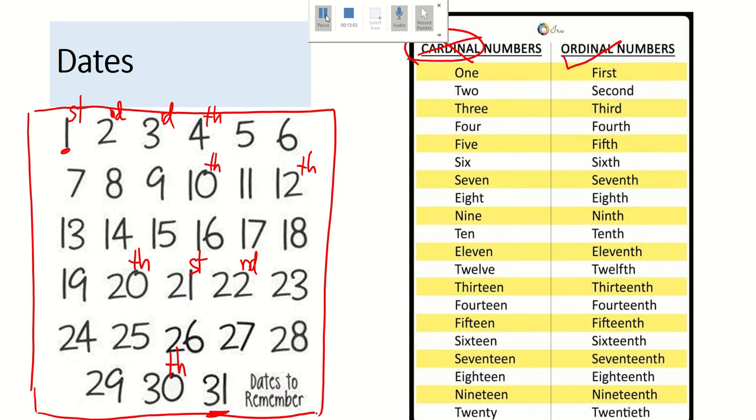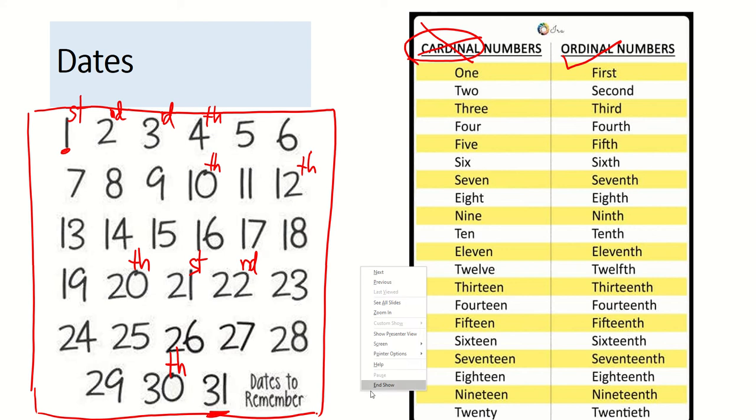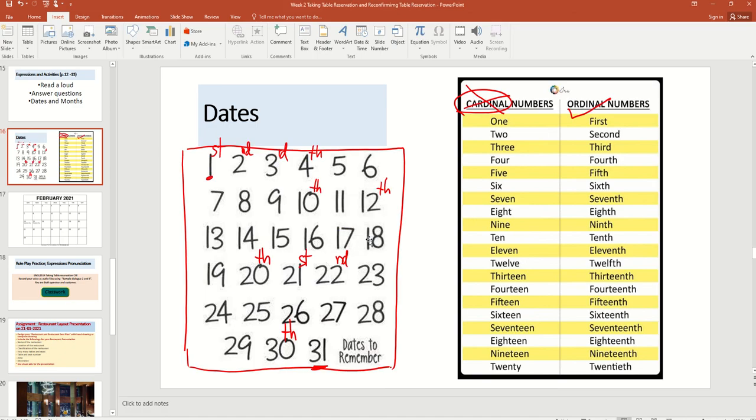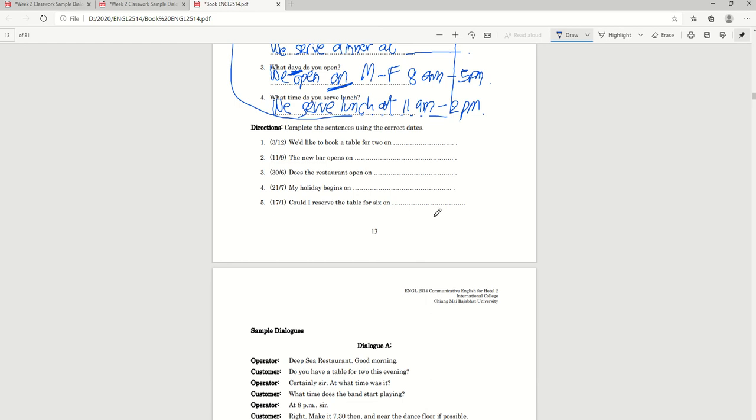So let's continue to practice the exercise. Okay, back to page 13. On page 13 you can see the numbers. There are two digits: the first one 3 and the second one is 12, 11 9, 30 6, 21 7, 17 1. What are they?